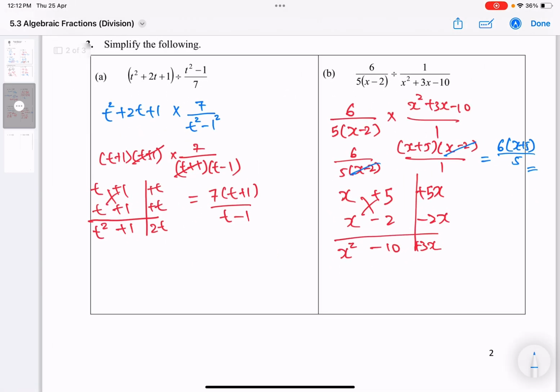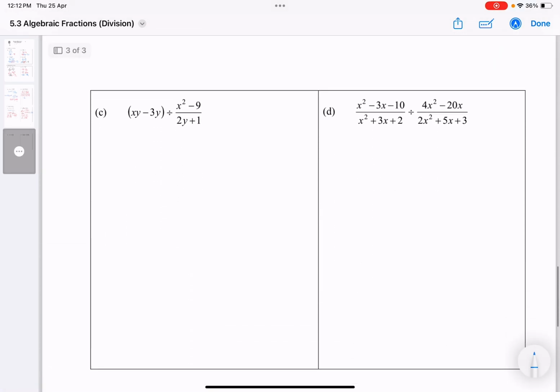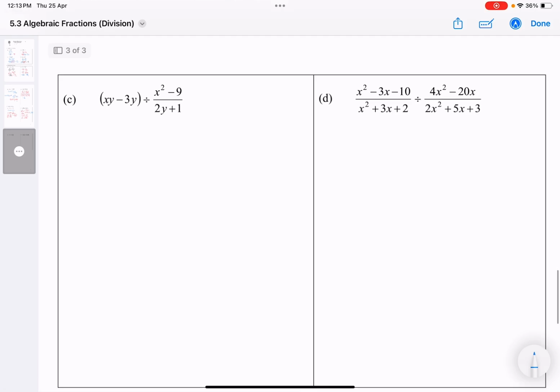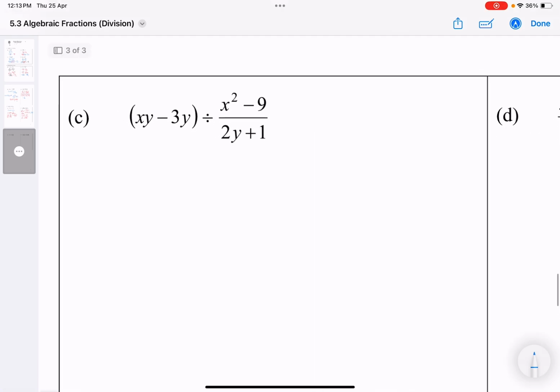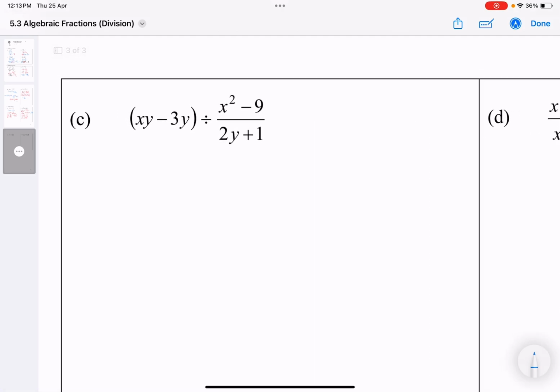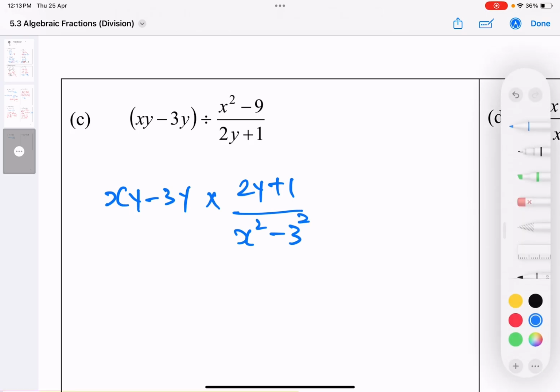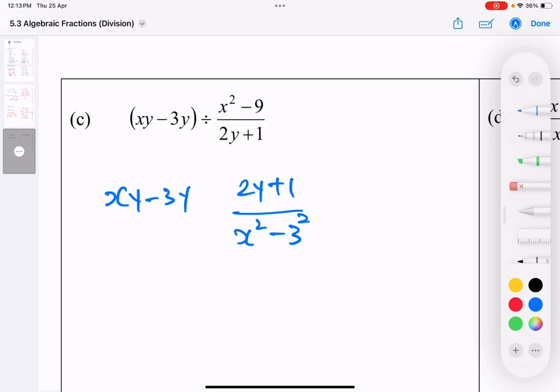Okay, last 2 questions, and this is the end of chapter 5. Can you try this question by yourself? I'll help you rewrite this question so that it's a little bit easier, hopefully. Times 2y plus 1, the bottom x squared minus 3 squared. I write it in this way to make it easier, not so confusing. I remove the times for you.